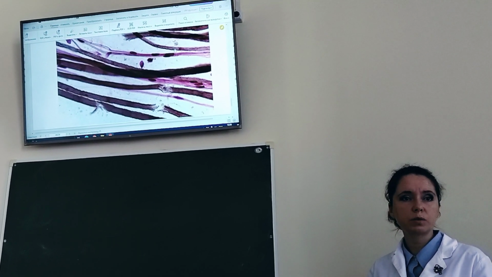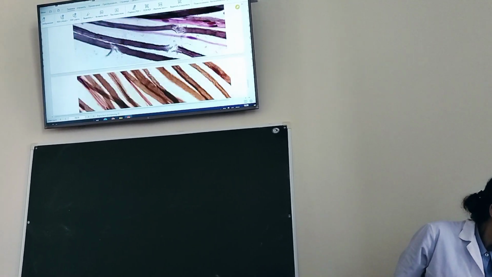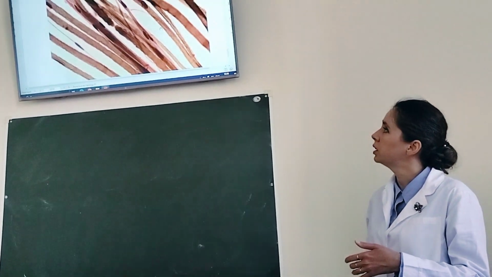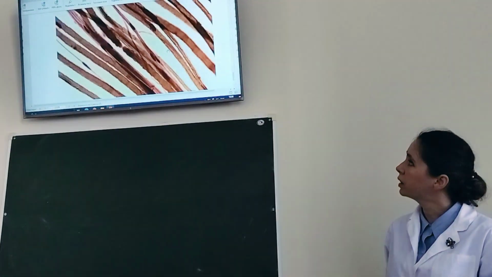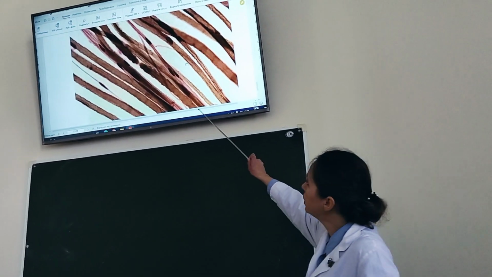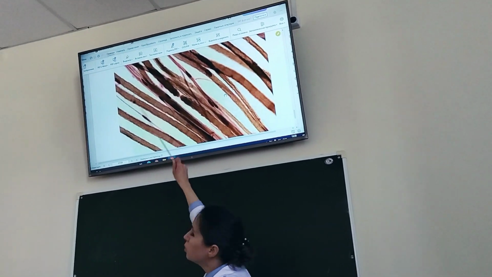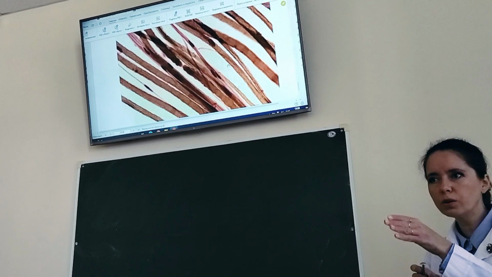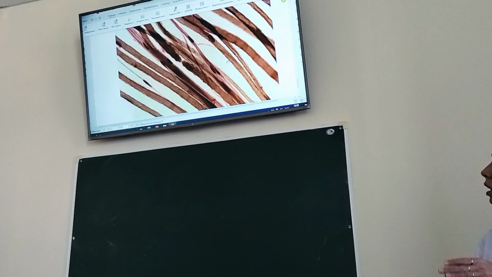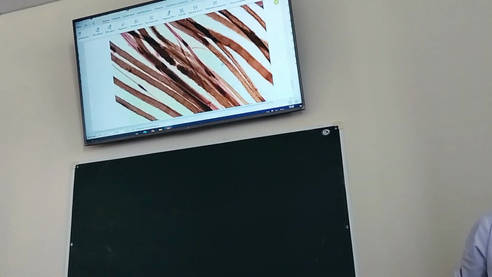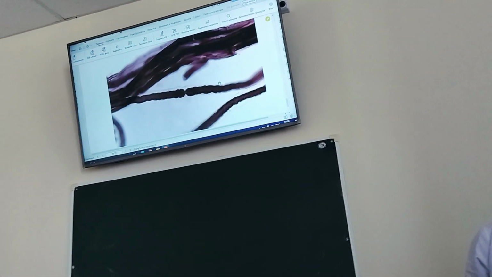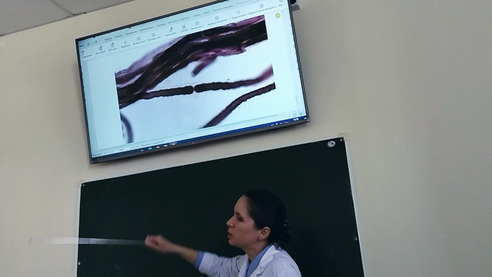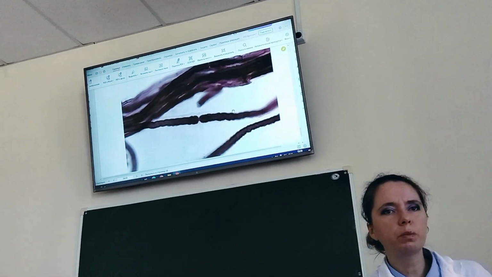Then what else? I'll take another picture. You can also complete your answer. Neurolemmocyte. Here I can see, for example, the node of Ranvier: two internodal segments separated by a node of Ranvier, the nodal gap. I can also sometimes notice the neurilemma, the transparent outermost layer of the Schwann cell cytoplasm.